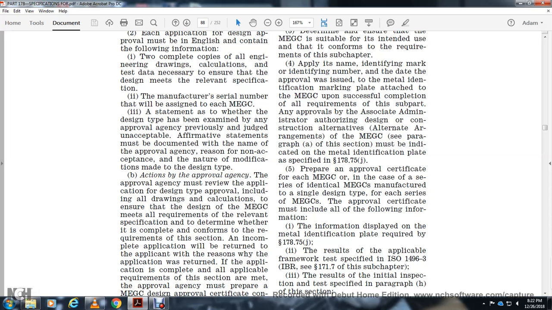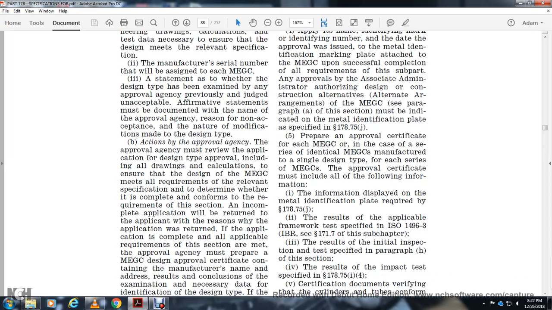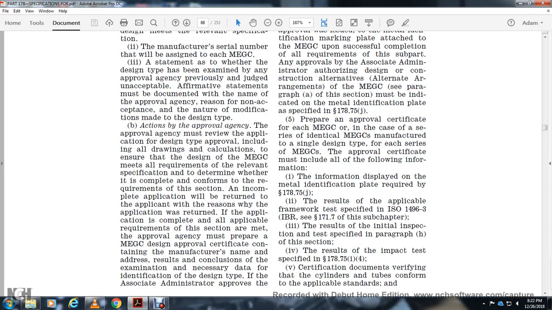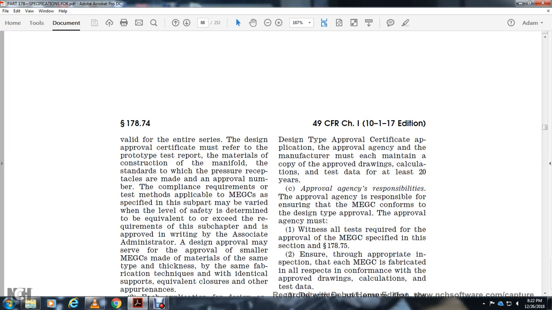If the application is complete and all the requirements of the section are met, the approval agency must prepare the MEGC design approval certificate containing the manufacturer name and address, the results and conclusions of the examination, the necessary data for identification of the design type, and the associated administrator's approval. The approval agency and the manufacturer must each maintain a copy of the approval, drawings, calculations and test data for at least 20 years.